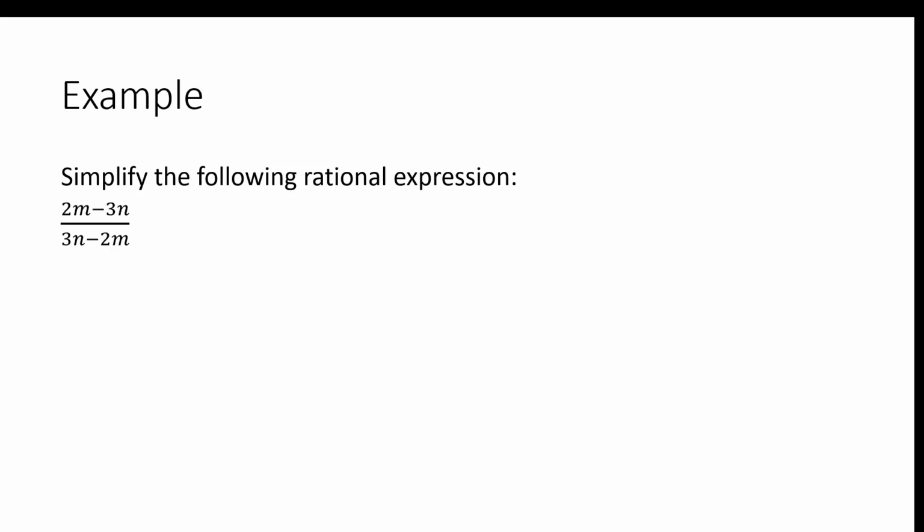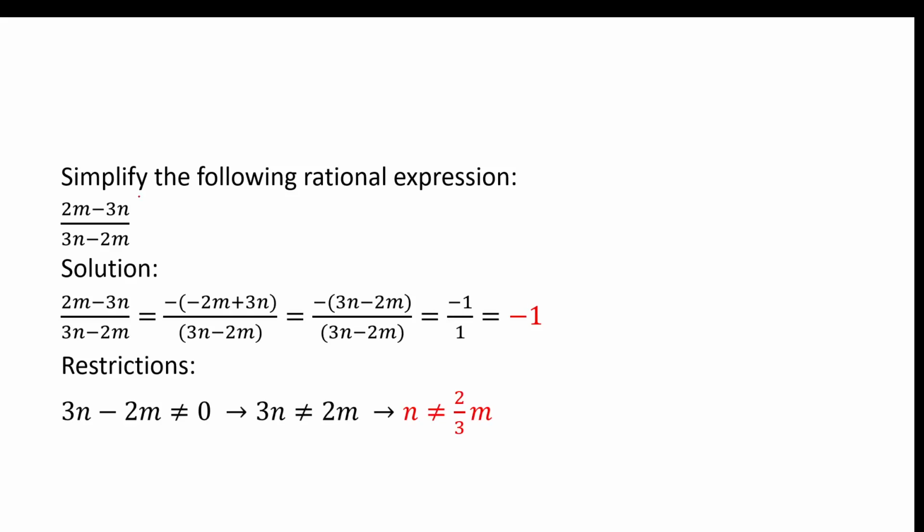Now, what if we're given the rational expression 2m minus 3n over 3n minus 2m? Our instincts might tell us there's an opportunity here, but I can't see quite what. Sometimes what a person can do in a situation like this is try switching the signs of either the numerator or denominator. The way that works is you factor out a factor of negative 1. If you factor a factor of negative 1 out of the numerator, you'll be left with negative 2m plus 3n in the numerator. Well, negative 2m plus 3n is the same as 3n minus 2m.